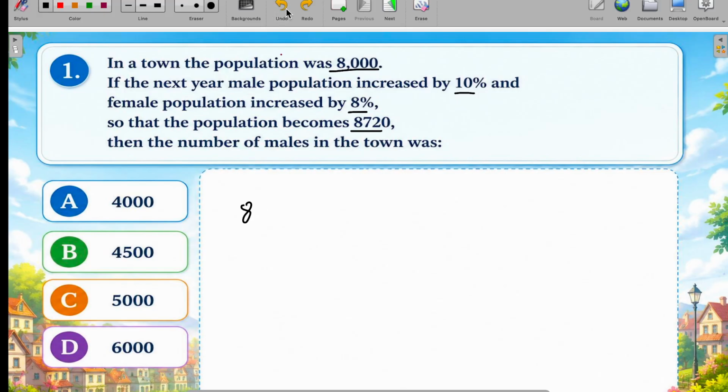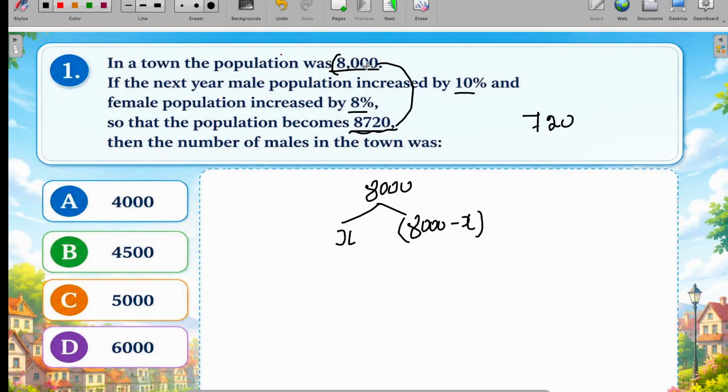But here it is clearly said that the 8,000 have some males and some females. We don't know how many males and how many females. Let X be the males, then the remaining 8,000 minus X is the females. I can do two approaches, one shortcut and one basic. To compare with 8720, we can look at the overall change, which means a 720 increase. Initially 8,000, now it is increased by 720. That only I will write.